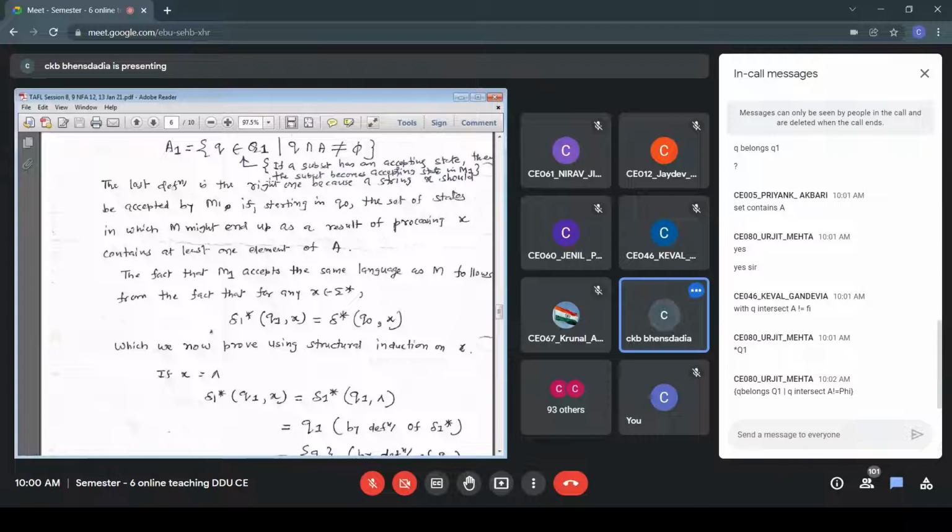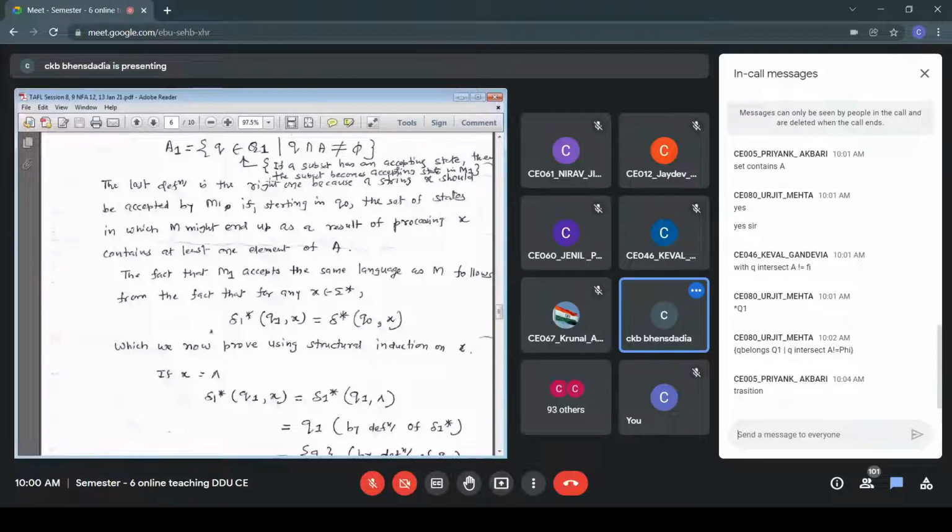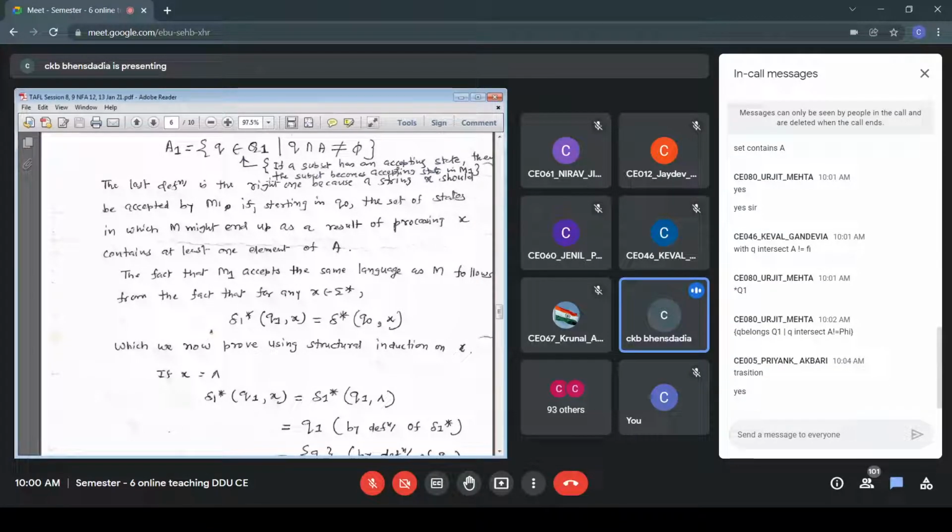Rightly said, Urjit. Now, which parameter is left to be defined, which is not yet defined? Transition function, Priyank, that is the transition function of the DFA. What is its name? Delta 1. We need to define delta 1. How do we define that mathematically? We know what we did in the examples, and those steps were based on this definition. So how do we define delta 1?